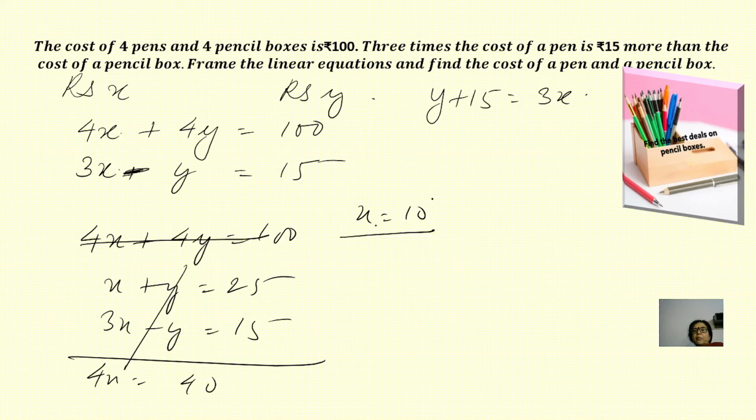And what about the number of pencil boxes? Sorry, find the cost of a pen. The cost of a pen is 10 rupees. Cost of a pencil box will be 15 rupees. y will be equal to 15 rupees because x plus y is 25. So if the cost of a pen is 10 rupees, the cost of a pencil box is 15 rupees.